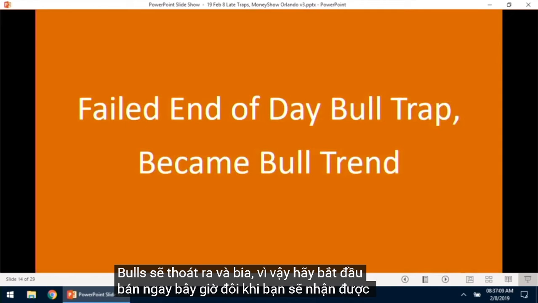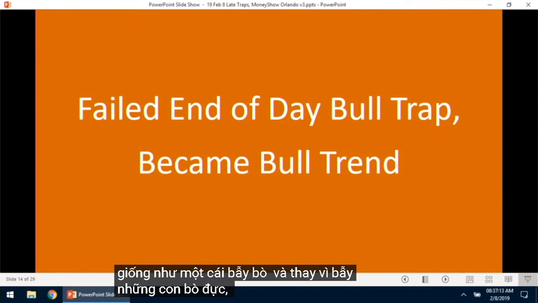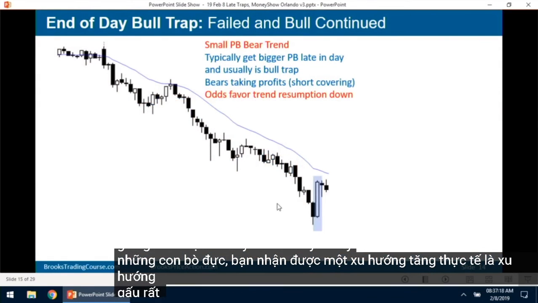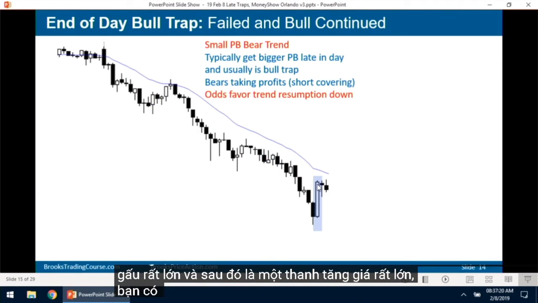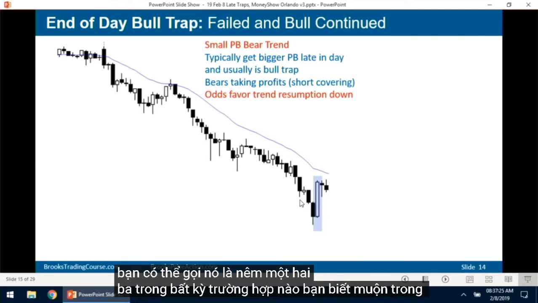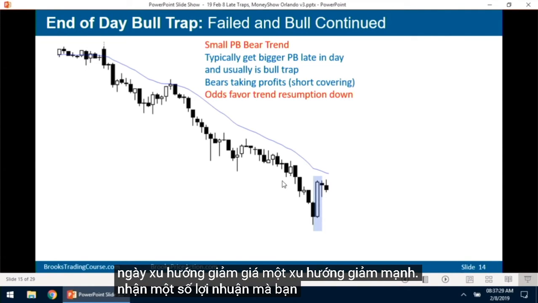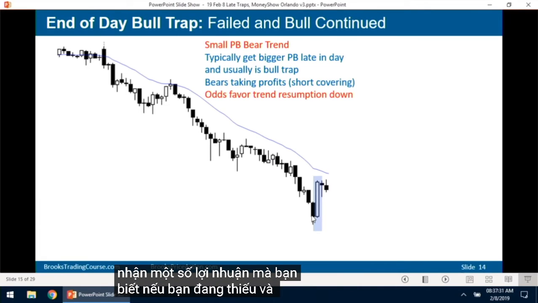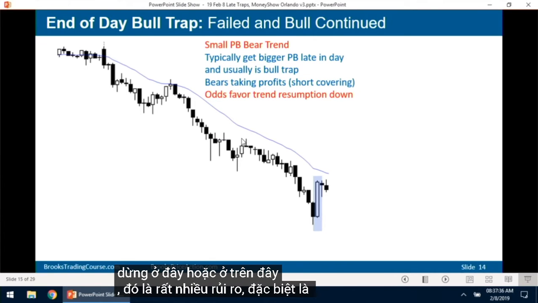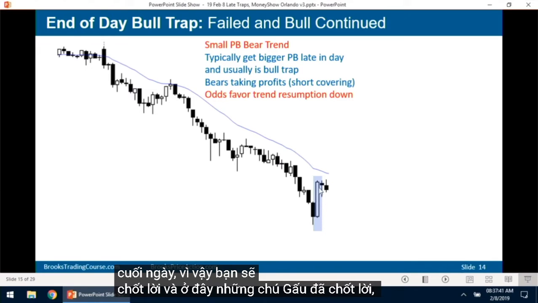Now, sometimes you'll get what looks like a bull trap, and instead of trapping bulls, you get an actual bull trend. Very big bear trend, and then a very big bull bar. You can call it a wedge, 1, 2, 3. In any case, late in a bear trend day, a strong bear trend, bears are going to take some profits. If you're short and you know your stop is up here or up here, that's a lot to risk, especially late in the day. So you're going to take profits. And here, the bears took profits.